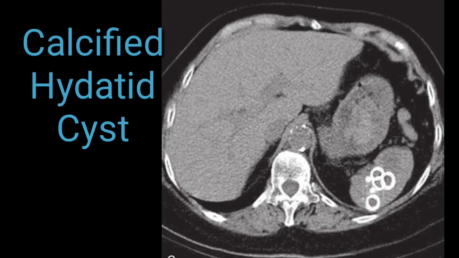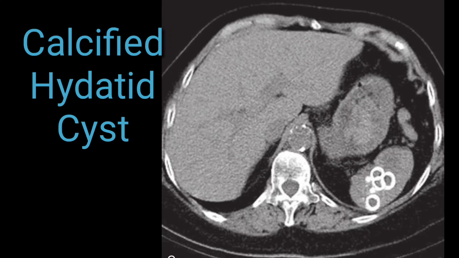So keeping the previous image in view, this patient was advised CT scan for the confirmation of calcified hydatid cyst, or to differentiate it from calcified healed granuloma. So here the image is in front of you. This is the CT image. You can appreciate the liver clearly, the spleen is clearly visible, and multiple calcified wall hydatid cysts can be seen.